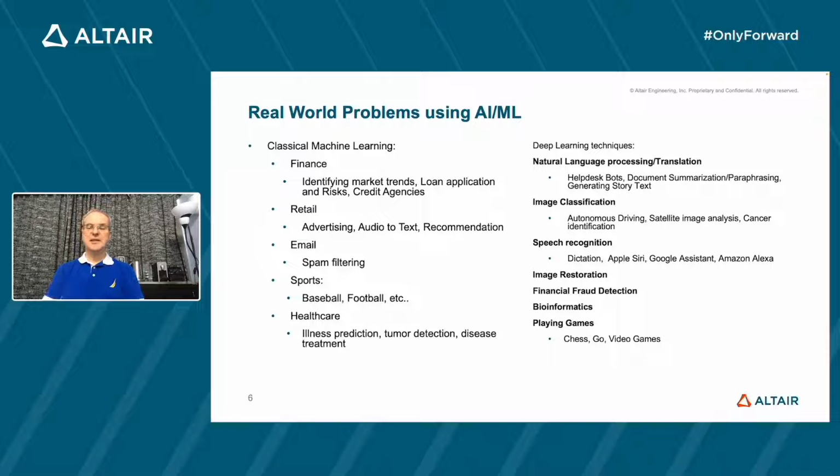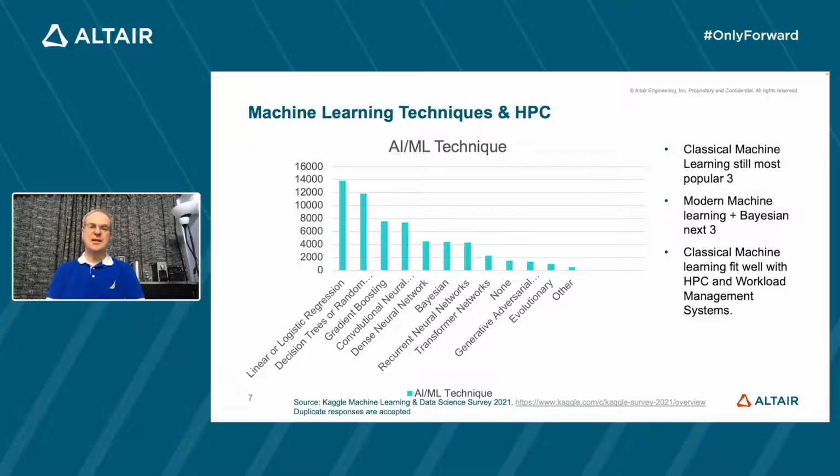Other common deep learning applications are satellite image data processing, financial fraud detection, and playing games like chess, Go, and even popular video games. As we saw in the previous slide, AI/ML can be used in many different industries. But what ML techniques work well with HPC environments? I wasn't sure which ML techniques worked well, so I needed some data and a little bit of analysis in Excel to at least have an idea of what techniques are common.